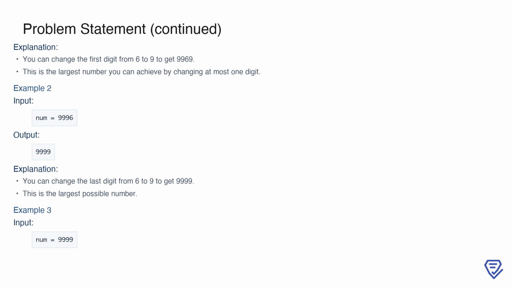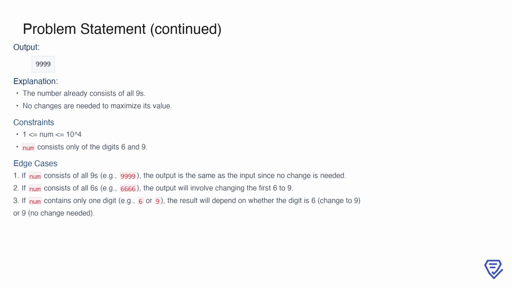Let's now look at some additional details and constraints for this problem. When the input is number equals 9999, the output is 9999 because the number is already maximized with all 9s, so no changes are required. Looking at the constraints, the value of number will always be between 1 and 10,000, and it will only contain the digits 6 and 9. This means we don't have to worry about other digits appearing in the number.